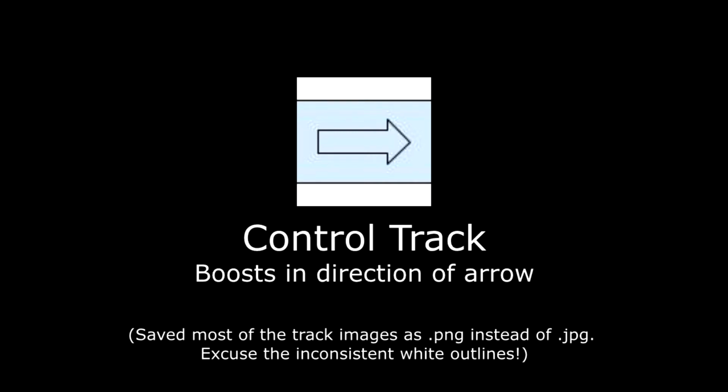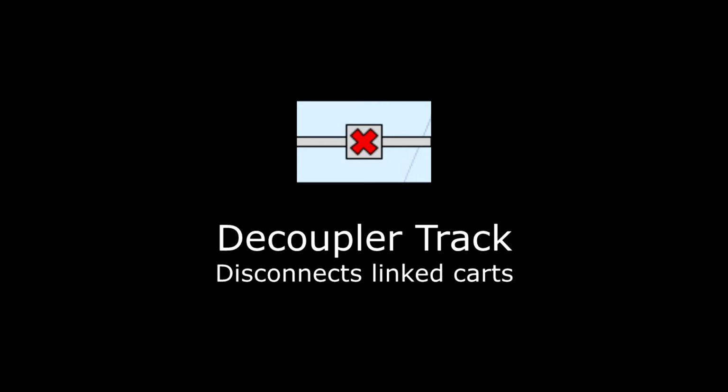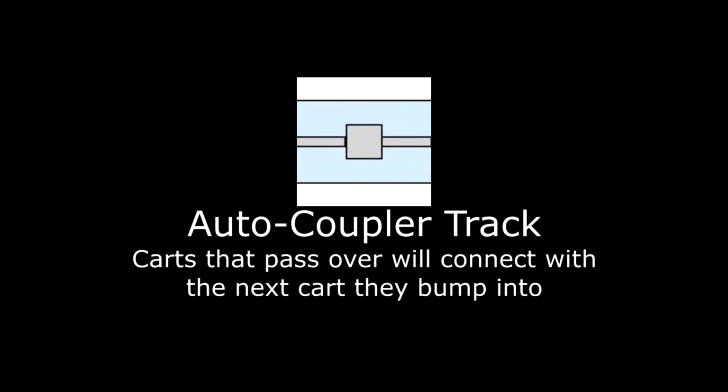Now we need to familiarize ourselves with the different types of rails. I will be using simplified graphics of each rail. We can simply skim over many of them, as well as a few other essential items. Control rails push minecarts in the direction they point. Throttle rails modify the speed of locomotives that pass over. Decoupler rails disconnect minecarts from each other. Auto-coupler rails make minecarts automatically connect to the next minecart they bump into.